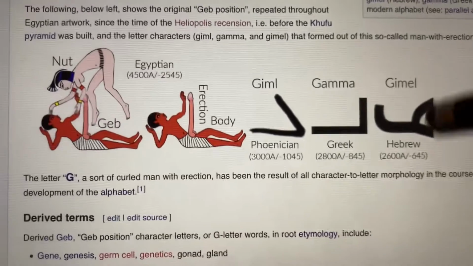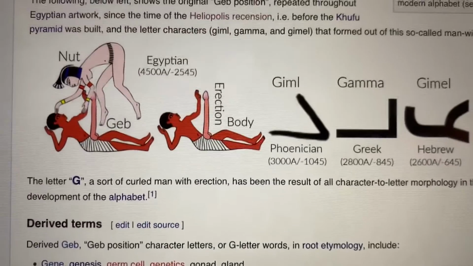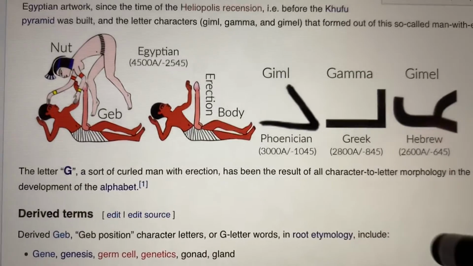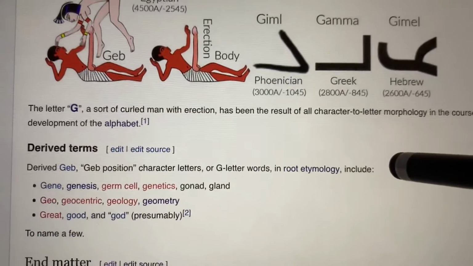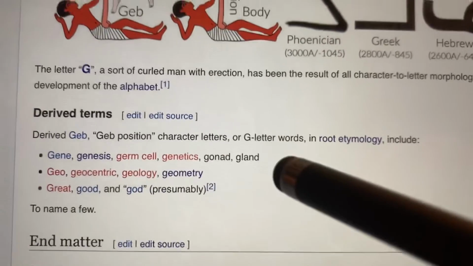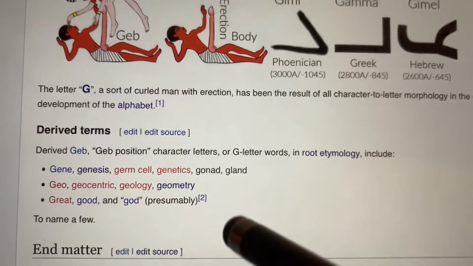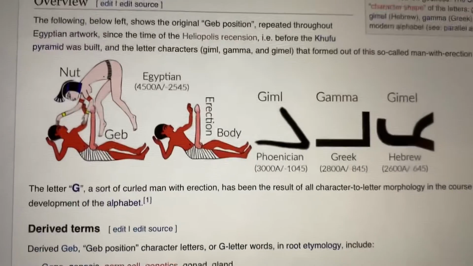And this yields a number of phallus or reproductive centric words such as gene, genesis, germ cell, genetics, gonad, gland, geocentric, geology, geometry, among others.